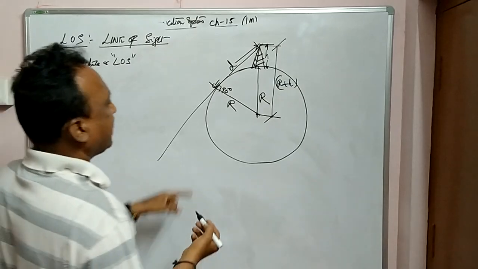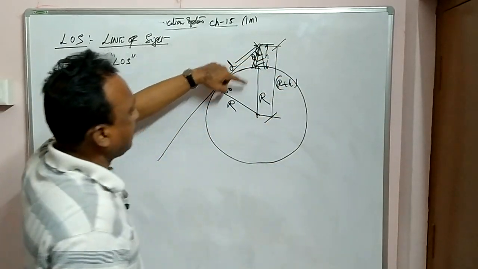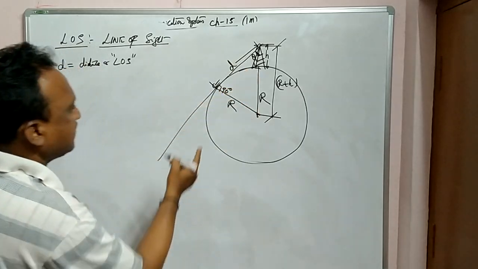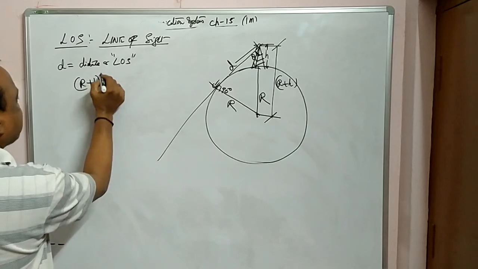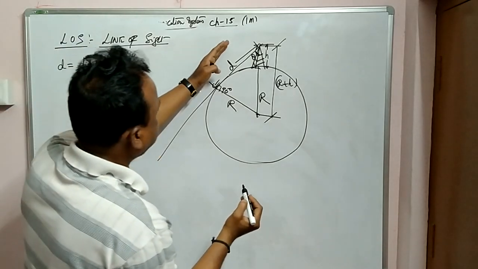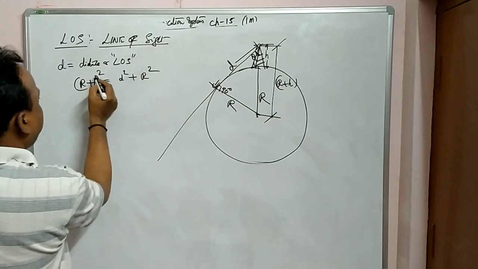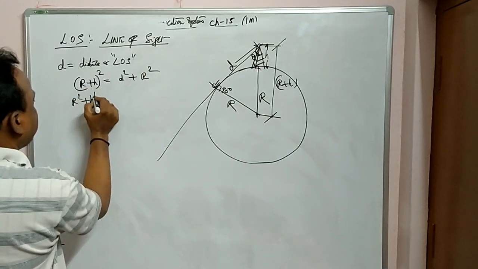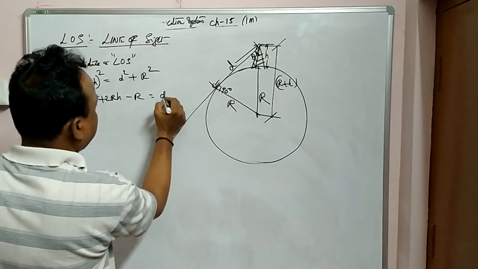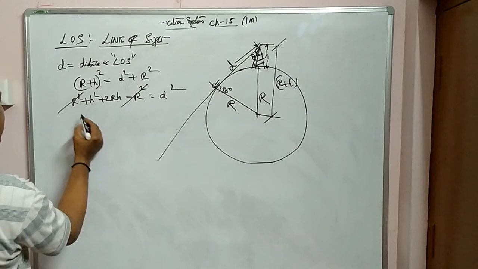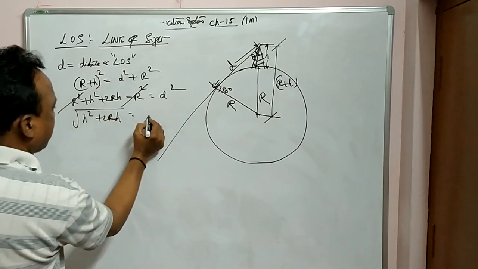So if you observe carefully, this is a Pythagoras triangle: opposite side, making some angle, adjacent side, hypotenuse. From this figure, by using the Pythagoras theorem, (R plus h) whole square is equal to d square plus R square, that is, (a plus b) whole square equals a square plus b square plus 2ab. Take R square to this side, R square gets cancelled. So h square plus 2Rh, under root, is equal to d.